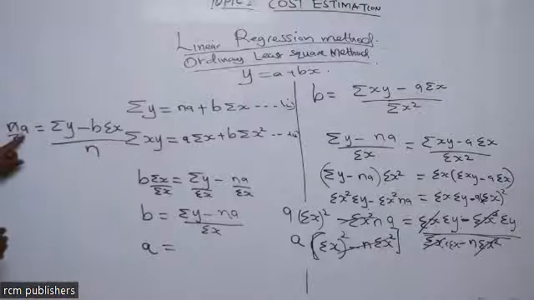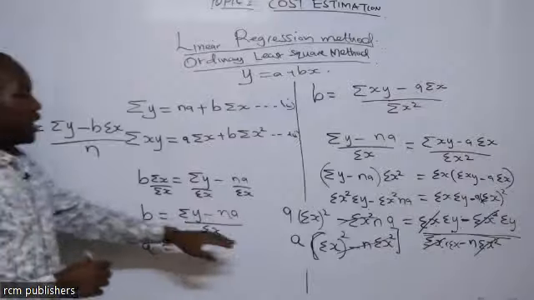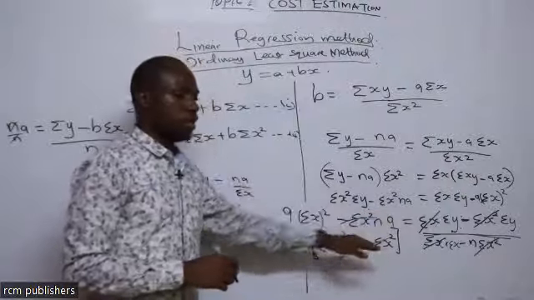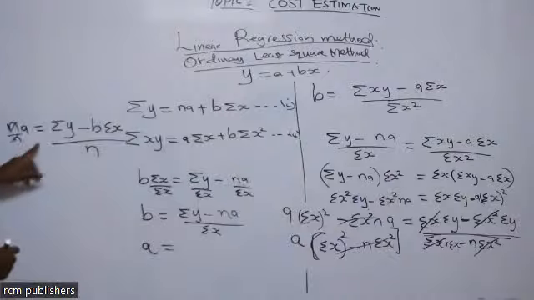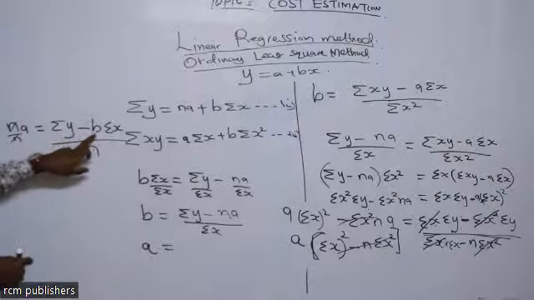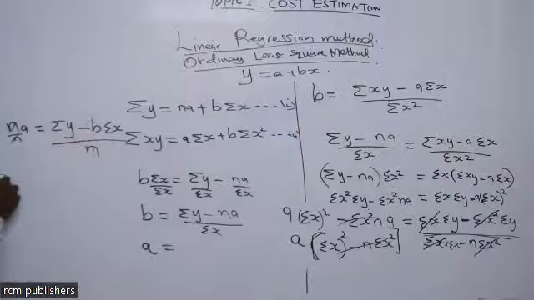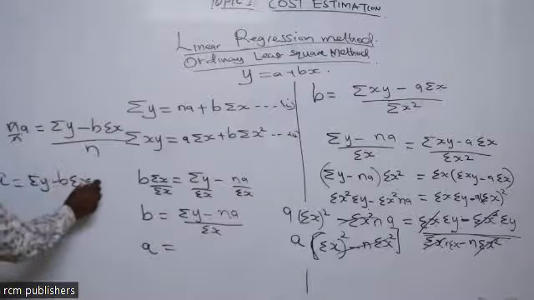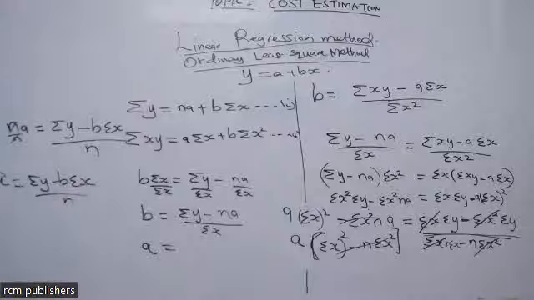So the other formula of arriving at A, this one here, is without using B. We have eliminated B. This other one here needs us to calculate B first. So as you can see, we've now simplified A to basically mean summation of Y minus B summation of X over N.